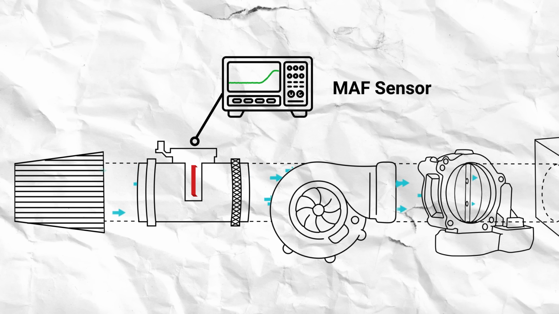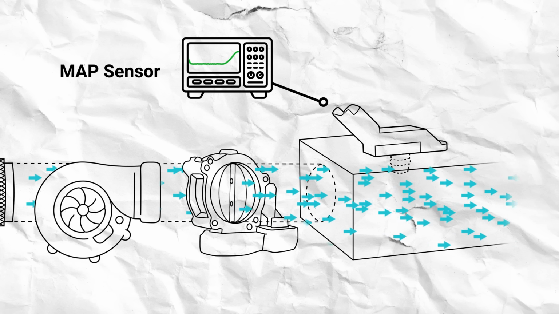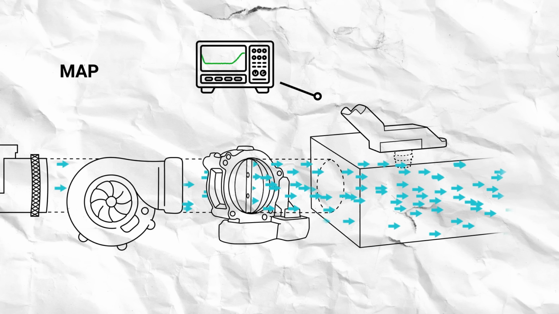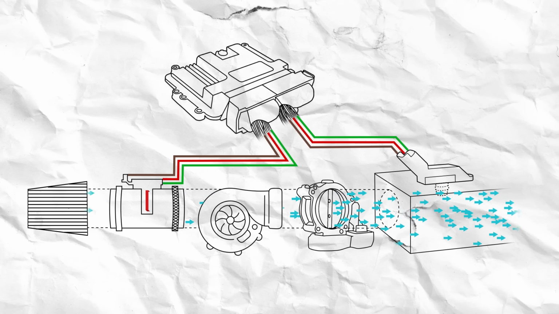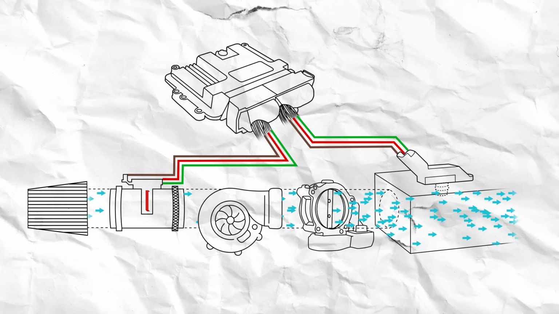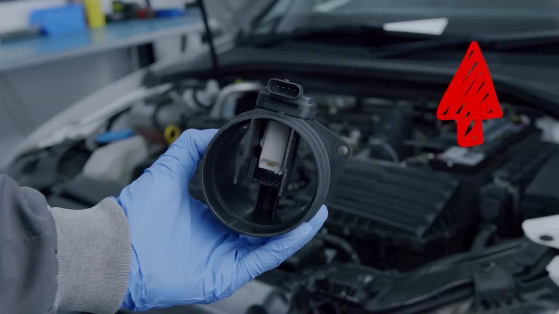The key difference is that a MAF measures airflow at the start of the intake pipe, while a MAP measures air pressure further downstream at the intake manifold. Turbocharged and other forced induction engines typically use both sensors to give the ECU more accurate data, as boost causes large and rapid fluctuations in air intake. If you want to know more about the MAF sensor, click on the pop-out banner here to watch our diagnosis video.